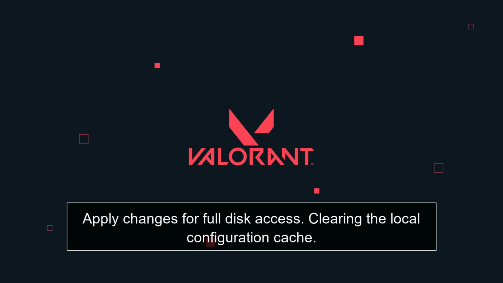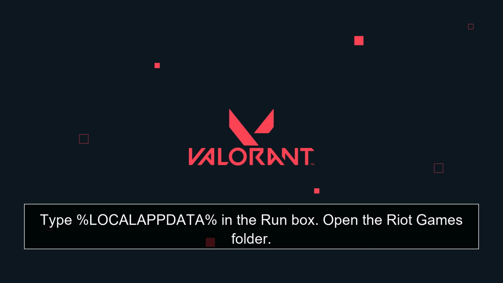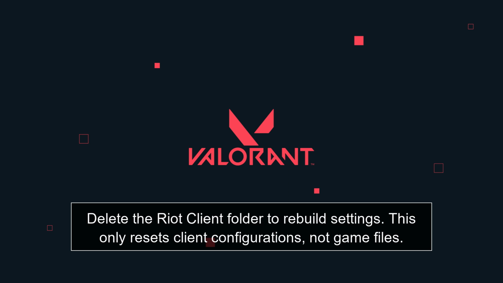If the loop persists, we must clear the local configuration cache, which might be holding corrupted data. Press Windows and R again, then type %localappdata% and press Enter. Locate the folder named Riot Games and open it to find the configuration files. We at Teknobalta suggest deleting the folder named Riot Client to force the application to rebuild its settings. Do not worry, this will not delete your game files, only the temporary client configurations.